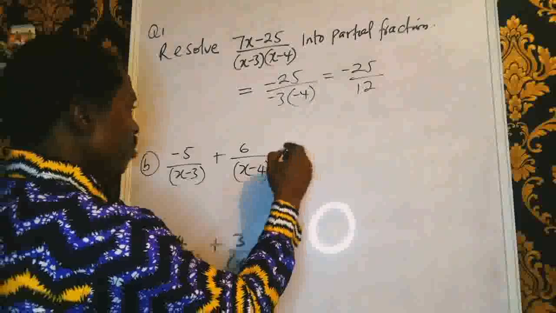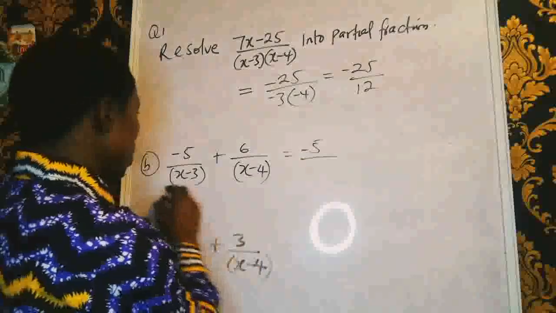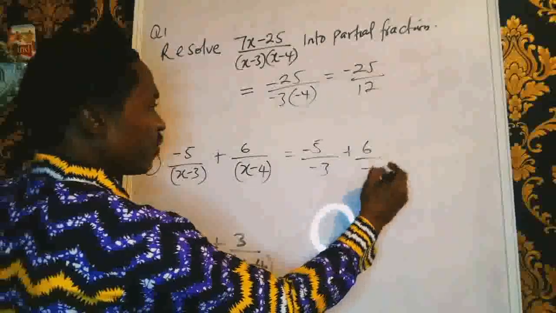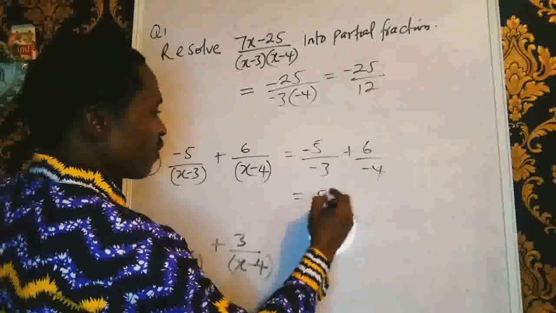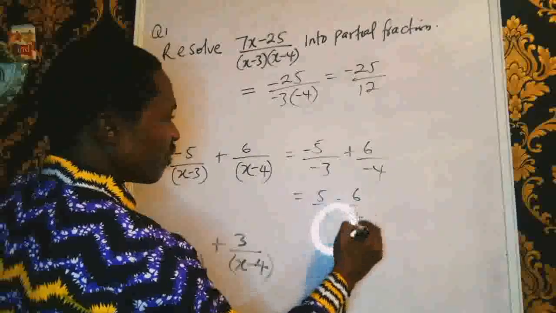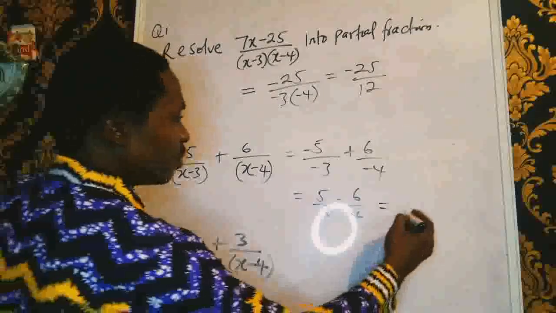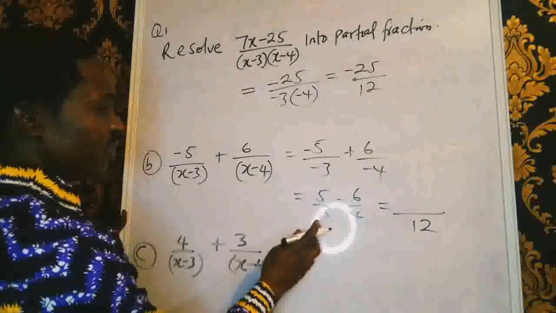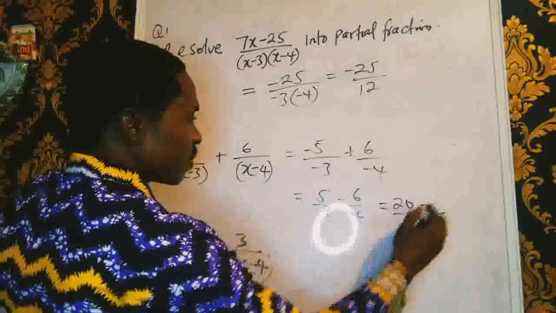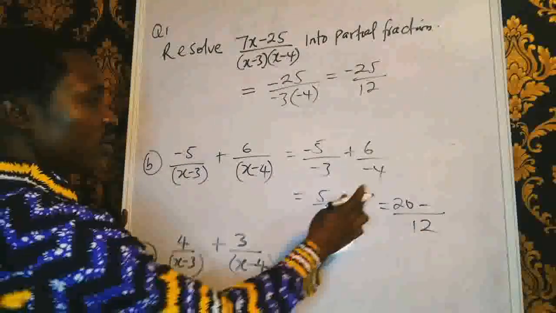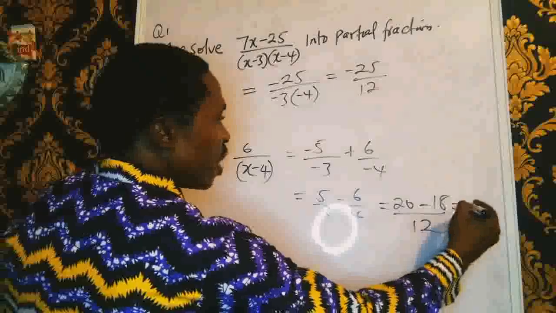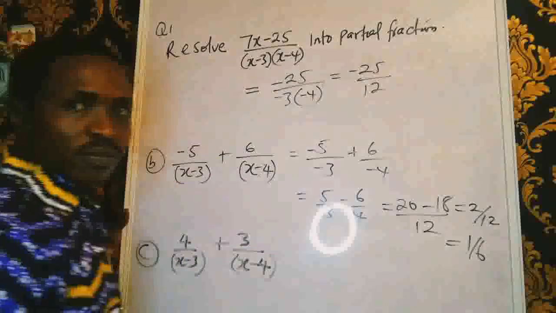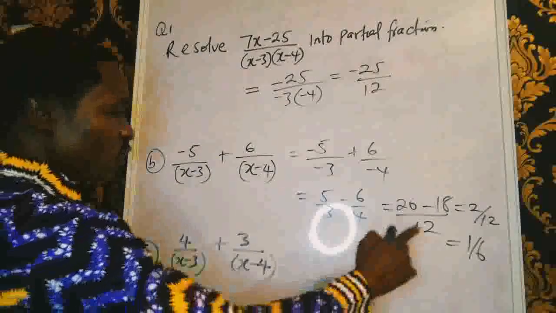So in B, we have minus 5 all over, I put 0 here, you have minus 3 plus 6 all over, I put 0, you have a minus 4. That will give us 5 over 3 minus 6 over 4. Now by the time you add up, the LCM is 12. 12 divided by 3 will give us 4. 4 times this will give us 20. 12 divided by 4 will give us 3. 3 times this will give us 18. So we have 2 all over 12, which is equal to 1 over 6.